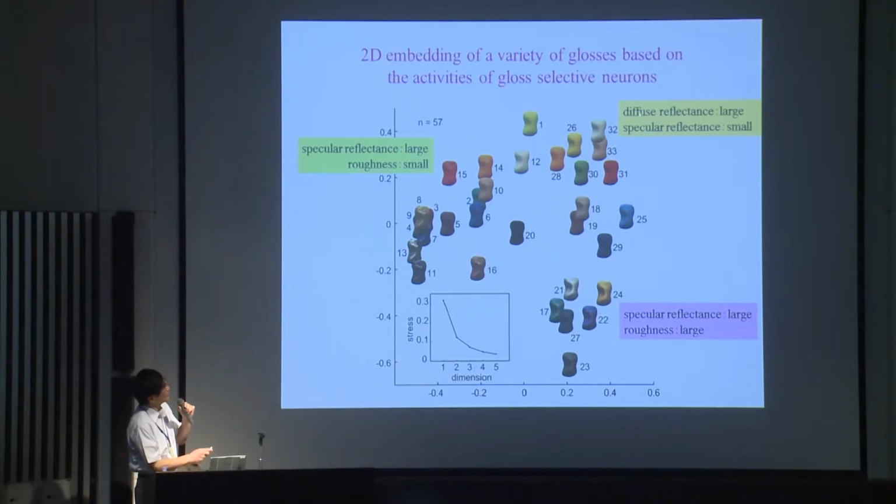Objects with large diffuse reflectance and small specular reflectance, in other words matte objects, are clustered here. So this result indicates that a variety of glosses are represented systematically by the activities of the population of gloss-selective neurons in this area.